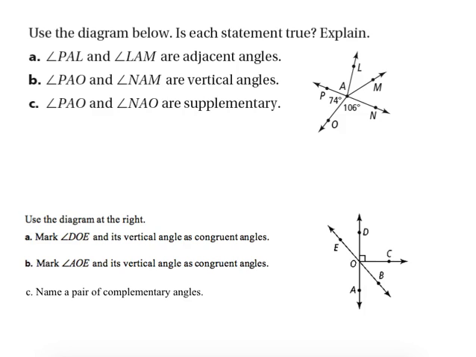Use the diagram below: is each statement true or false? Explain. Angle PAL and angle LAM are adjacent angles. Well, I think so because if you notice, my colors both intersect right here because they share that side. So A is true. Share a side.